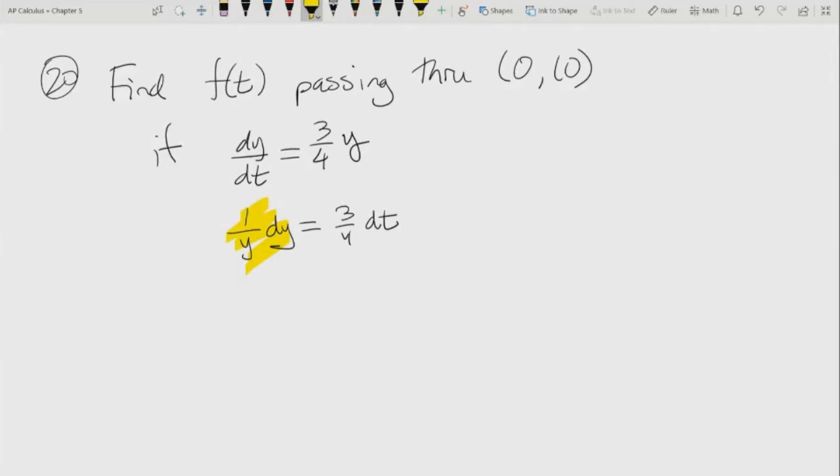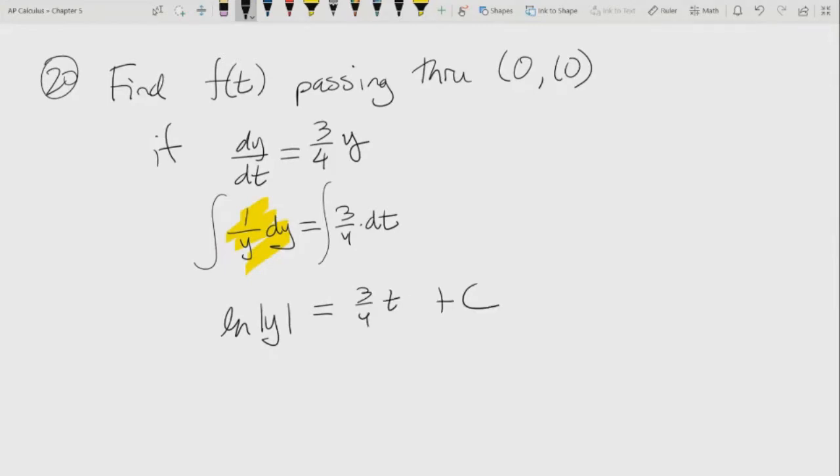So that's an easy one. And the other side's actually pretty easy too, right? Because it's the same as if I said, take the integration of dt, you just add the t, right? So if you integrate both sides at this point, you just end up with ln of y equals 3/4 t plus some c.